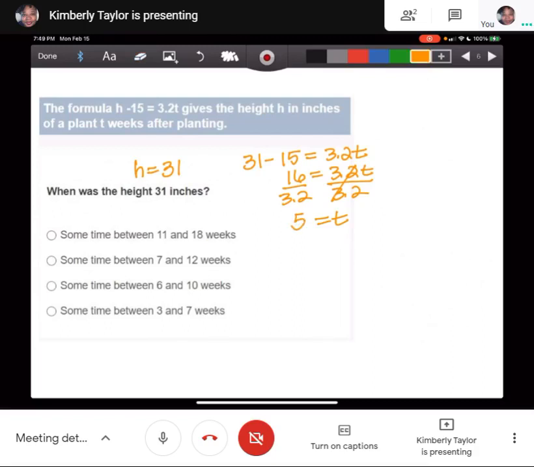So the shrub, or the plant, is 31 inches in 5 weeks. So our answer choices are giving us the range. So we're just going to pick the last one. It says sometime between 3 and 7 weeks, and that's what we're going to pick. Okay, let's keep going.